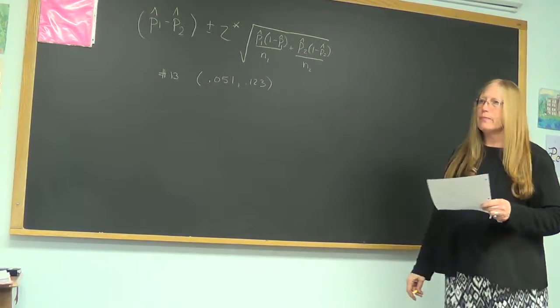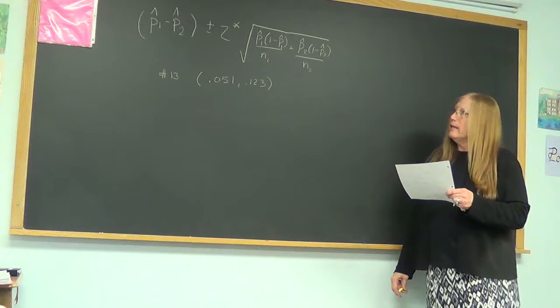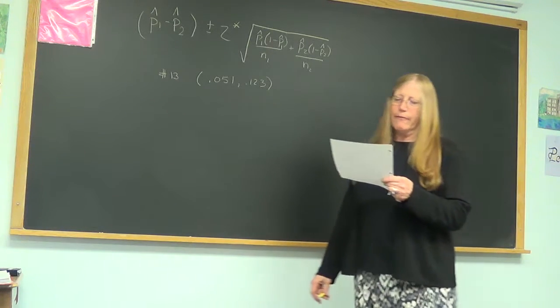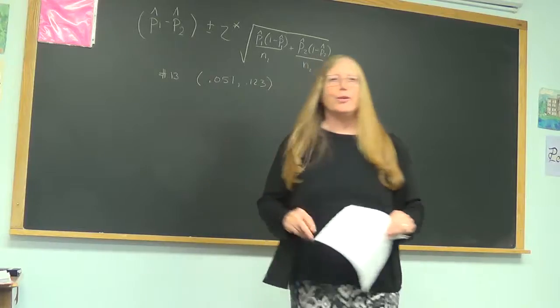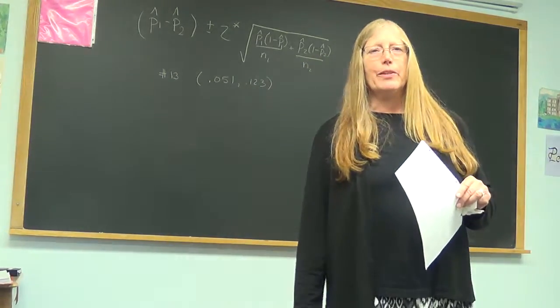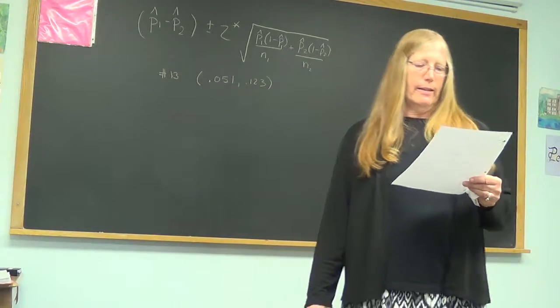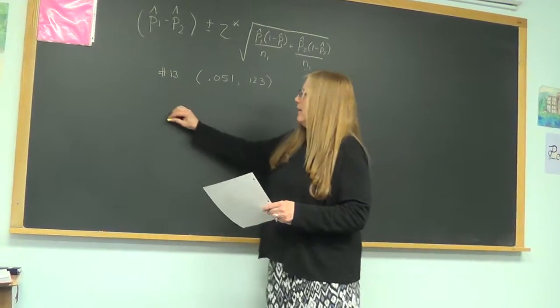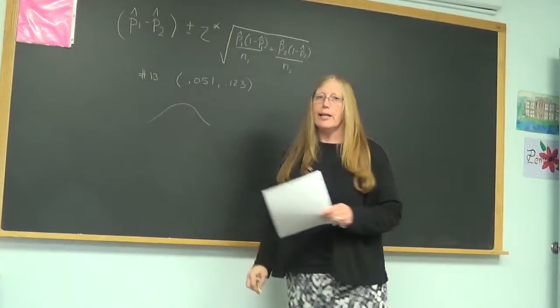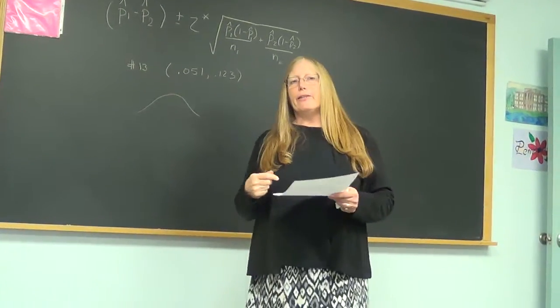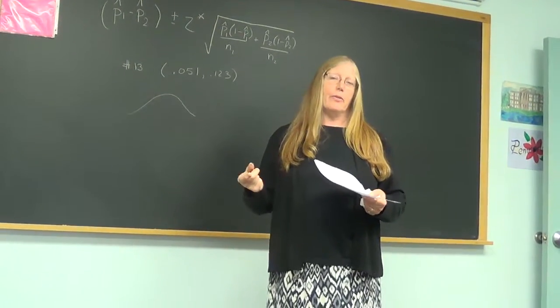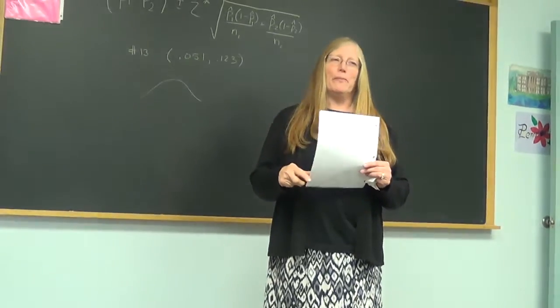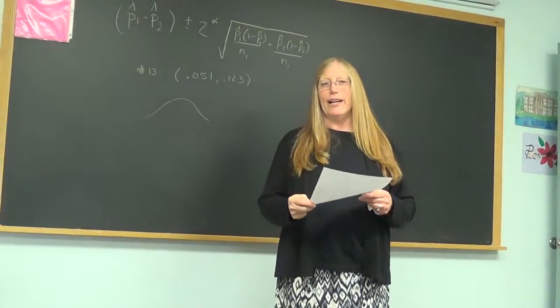How did you get the Z score? What was the confidence level? What did you use for the Z score, Shannon? 2.58. All right. Let's go over that and answer the question: how do we get a Z-score when it's not the one we memorized, which is 1.96 for 95%?